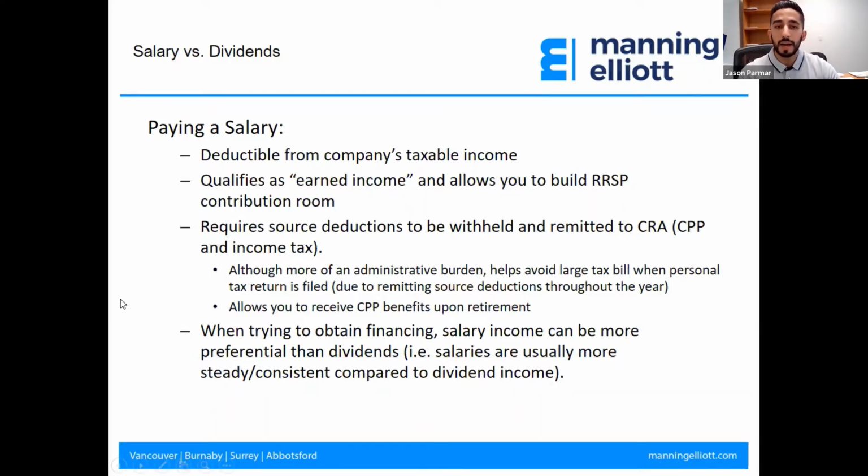Another benefit to paying yourself a salary is that when you're trying to obtain financing or a personal mortgage, salary income is usually more consistent and steady in comparison to a dividend, which is more preferable in the eyes of lenders.